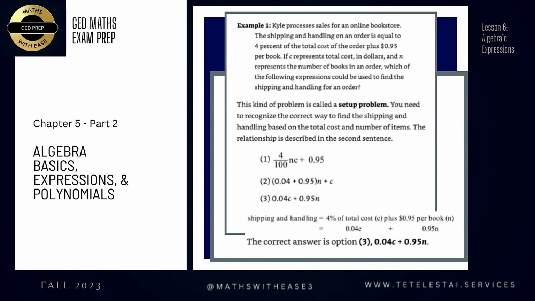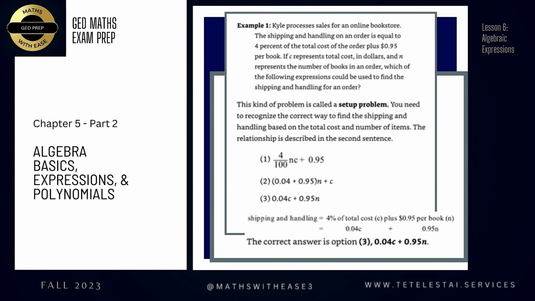We also know that the word "of" signals multiplication. So 4% of the total cost can be written as 0.04 times C. We're also told in the problem that the percentage of the total cost is added to the charge per book. So 95 cents is the charge, and we're told to use N to represent the number of books.